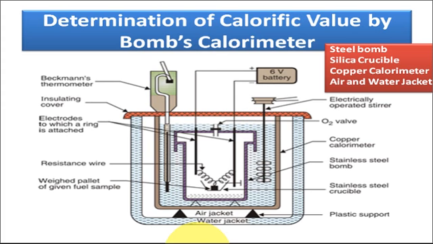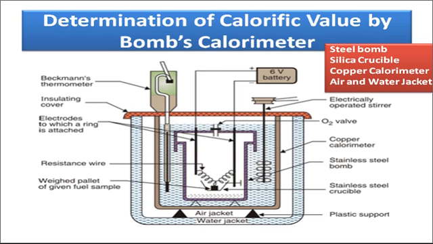Now, how does this bomb calorimeter work? So let us discuss the procedure of the determination of the calorific value by the bomb calorimeter. First of all, a known amount of fuel sample is placed in the silica crucible. This is the known amount of fuel sample. It is placed in the silica crucible. The crucible is supported over the ring. This is the ring here.